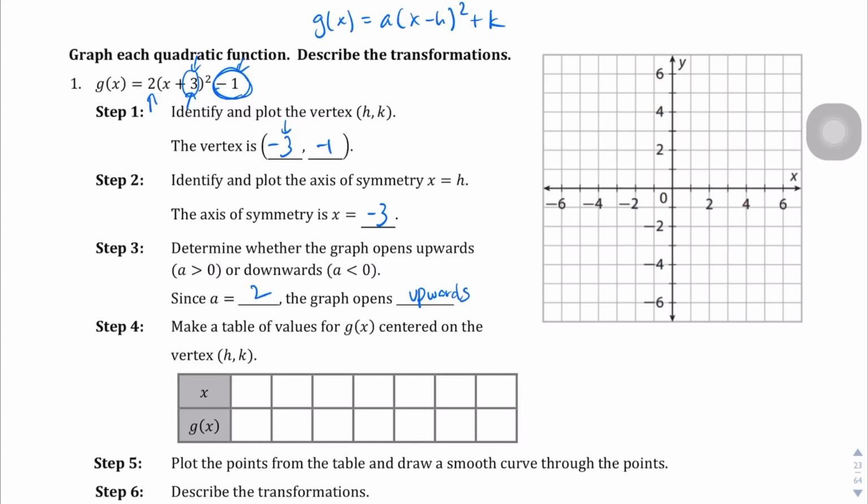And let's make a table of values centered around the vertex. So the vertex meaning negative 3. So I'm going to put that in the center. Negative 4, negative 5, negative 6, negative 2, negative 1, 0. Much like the previous problem that we did. And let's kind of fill these in. So, this is going to be complicated. Go ahead and feel free to use Desmos if you want to.